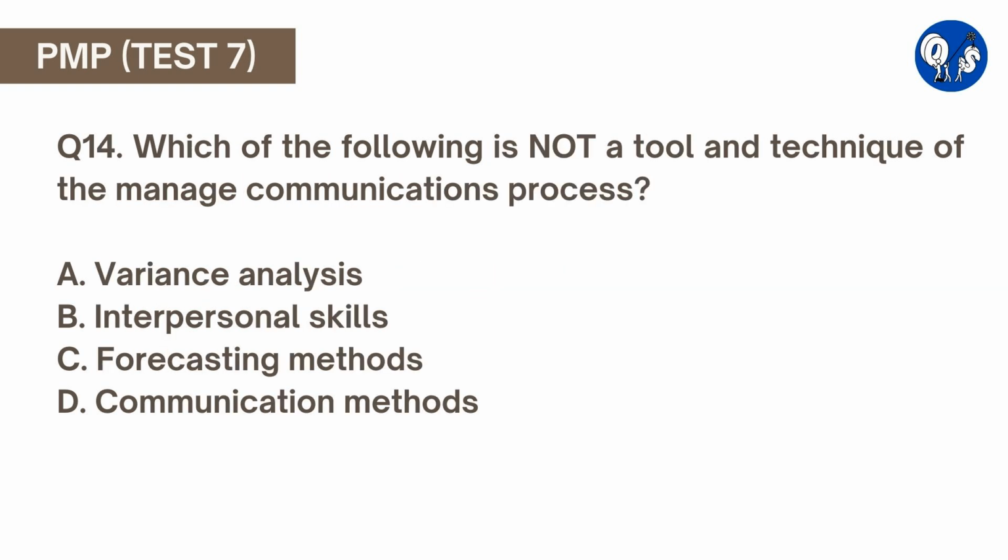Question number 14. Which of the following is not a tool and technique of the manage communications process? A. Variance analysis. B. Interpersonal skills. C. Forecasting methods. D. Communication methods. Here option B is correct. Interpersonal skills is a tool and technique of the manage stakeholder engagement process. All the other answers are valid tools and techniques of the manage communications process.